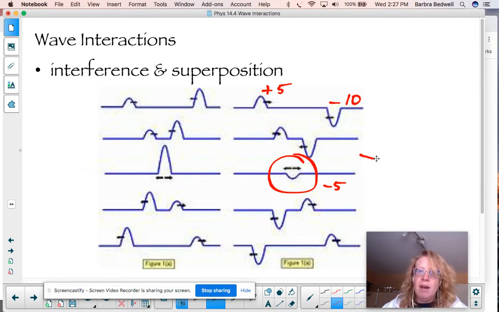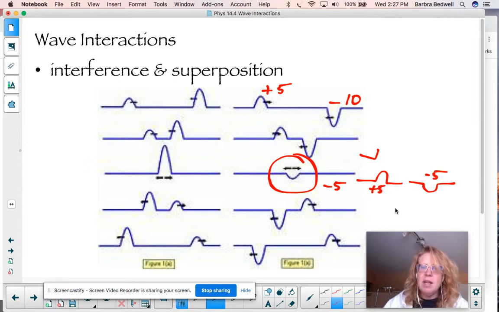You can have the case where I had this one coming up and then this one coming up like that, if this one's plus 5 and this one's minus 5, then according to the principle of superposition, when these two meet, you will get an amplitude of 0. They will literally cancel each other out for just a moment.